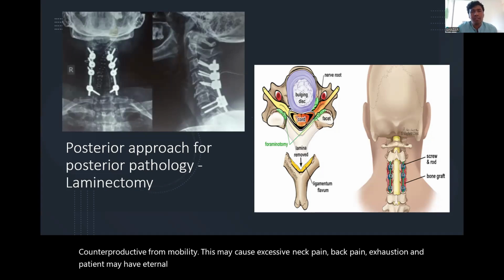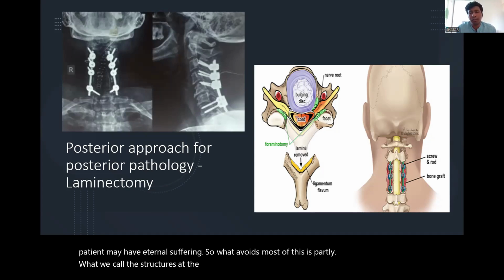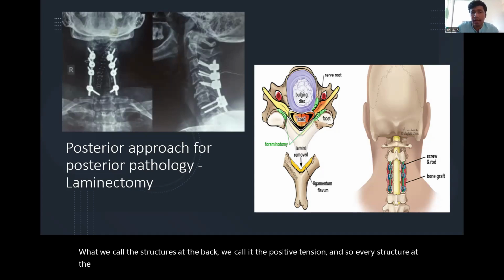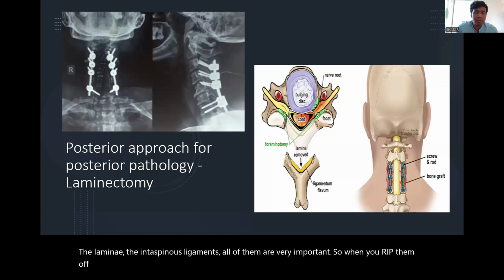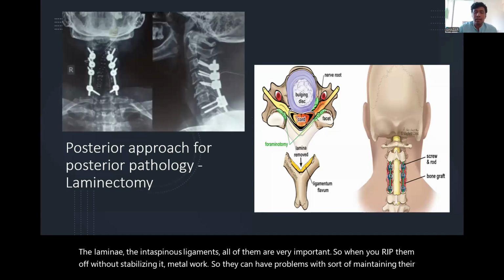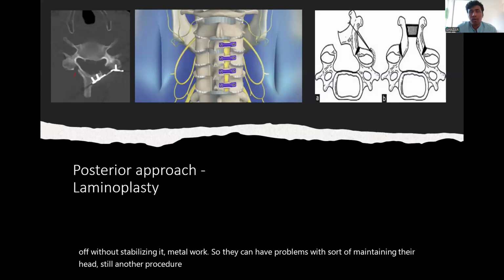So what avoids most of this is partly what we call the structures at the back. We call it the posterior tension. Every structure at the back, the spinous process, the laminae, the interspinous ligaments, all of them are very important. So when you rip them off without stabilizing with metalwork, patients can have problems maintaining their head still. Another procedure which is performed is called laminoplasty.